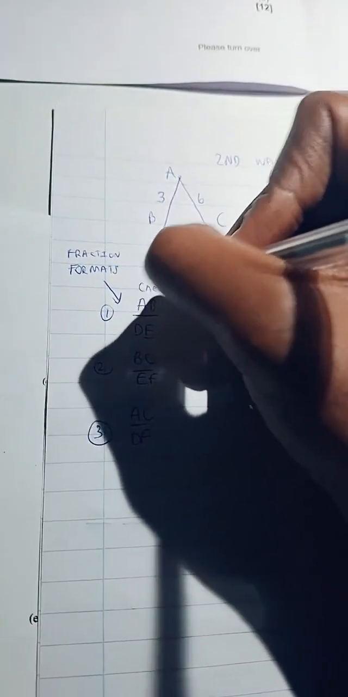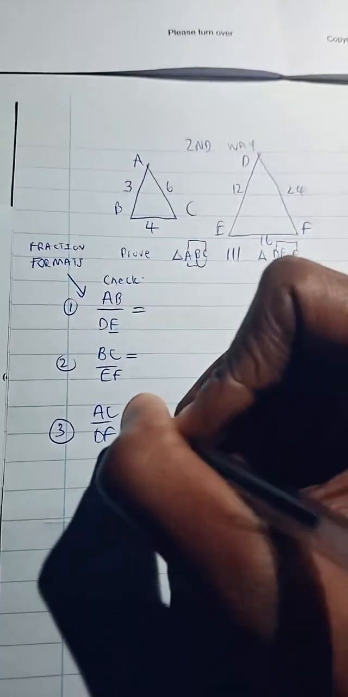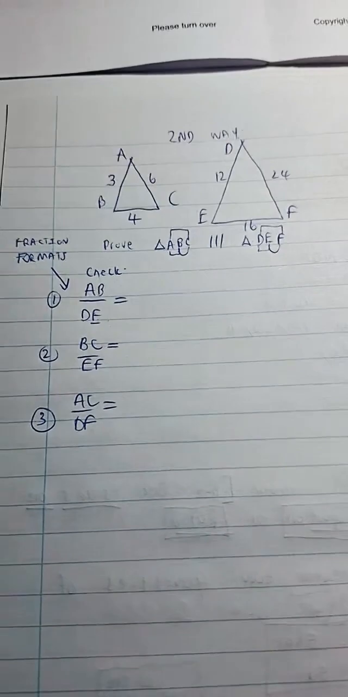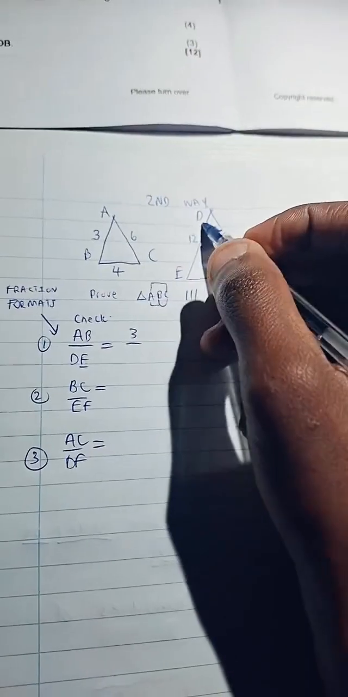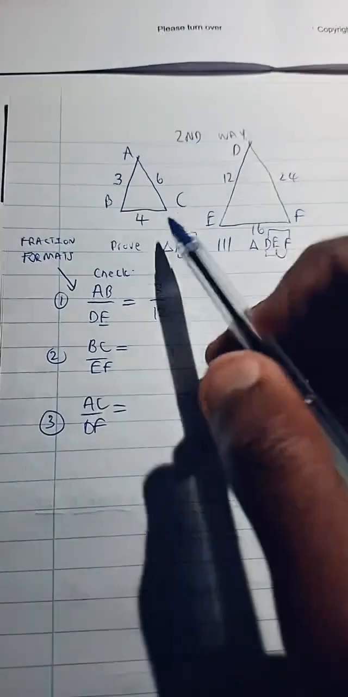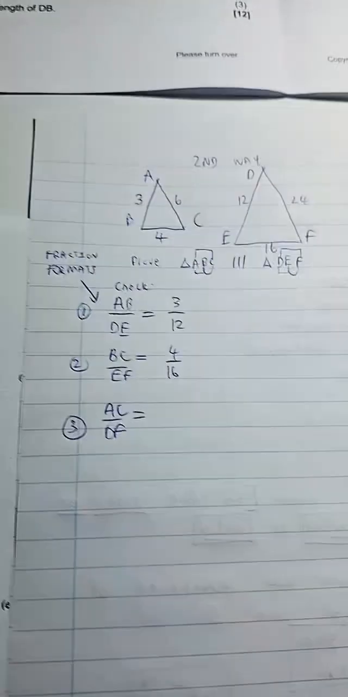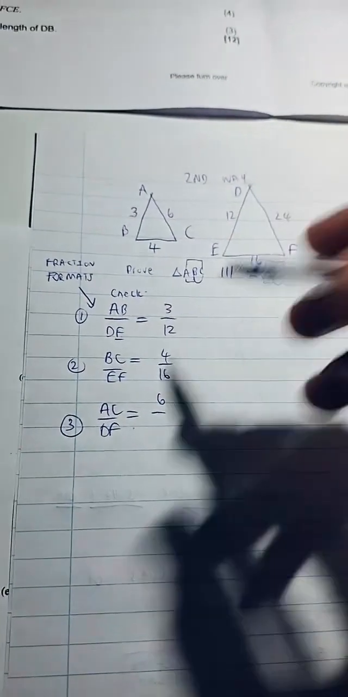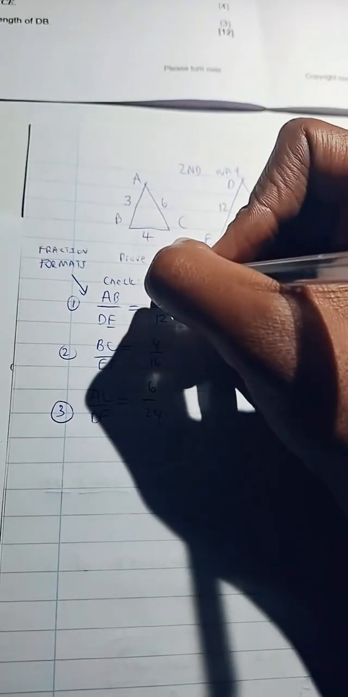We are going to check if the ratios formed by these respective sides will give us equal ratios. So let's check this. What is AB? It is 3. What is DE? It is 12. For now, let's just write down all these ratios. What is BC? It is 4. What is EF? It is 16. What is AC? AC is 6. What is DF? It is 24. Ratios written.